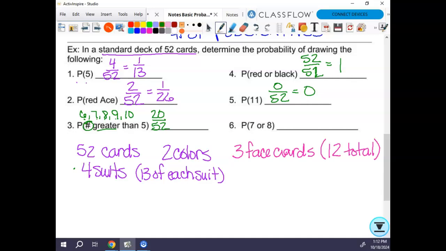Probability of drawing a 7 or an 8. I'm just drawing one card. How many 7s are there? 4. How many 8s are there? 4. So there are 8 cards that would make me happy, right? So that's just 8 out of 52. All right, everybody okay with that? Again, that's just your super basic refresh of that stuff.